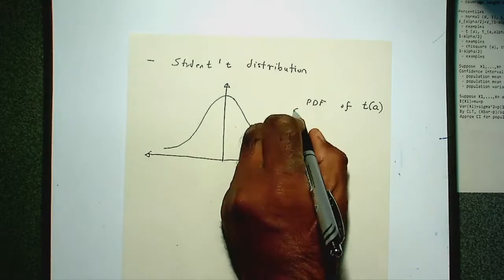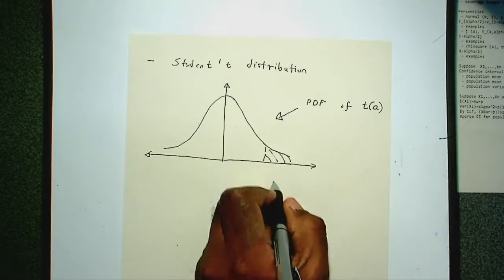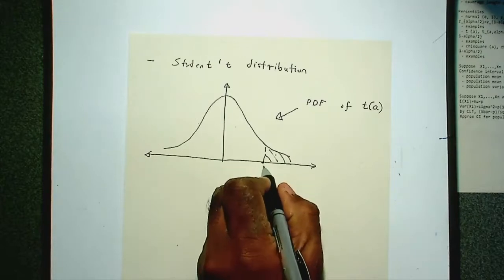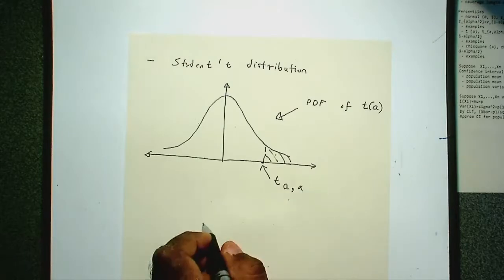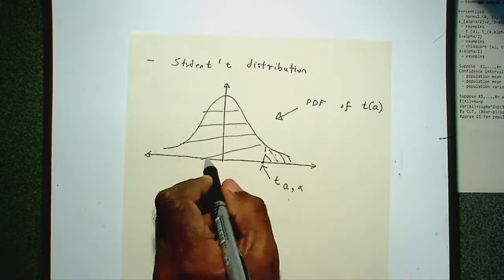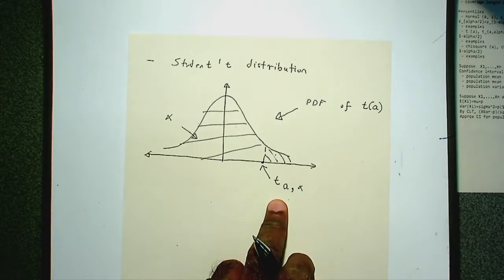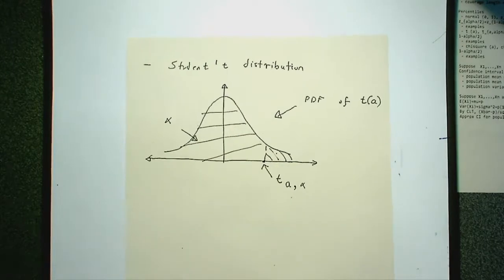And so this denotes this. So suppose this area, suppose this is t with subscript alpha and the degrees of freedom, right? So in other words, the area to the left is equal to alpha, right? This area is alpha. All right. So this is the percentile of a t random variable, a student's t random variable, with alpha denoting the probability to the left of the point, right?